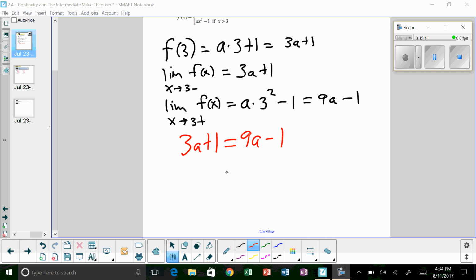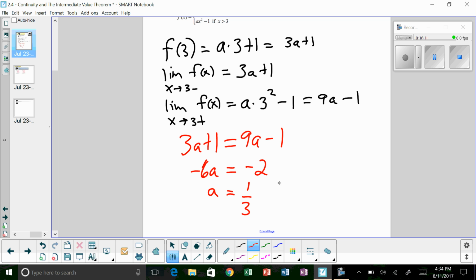We have a little equation to solve. If we combine like terms, subtract the 9a from both sides, we'll get negative 6a on the left, and we subtract 1 from both sides, we get negative 2 on the right. Dividing on both sides by negative 6, negative 2 divided by negative 6 is positive 1/3. So what this shows is that if a is positive 1/3, then we will have satisfied the definition of continuity.